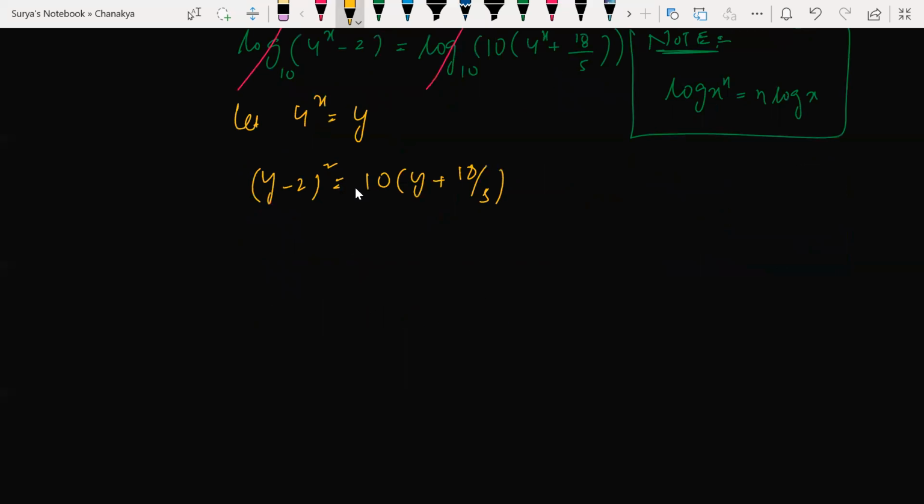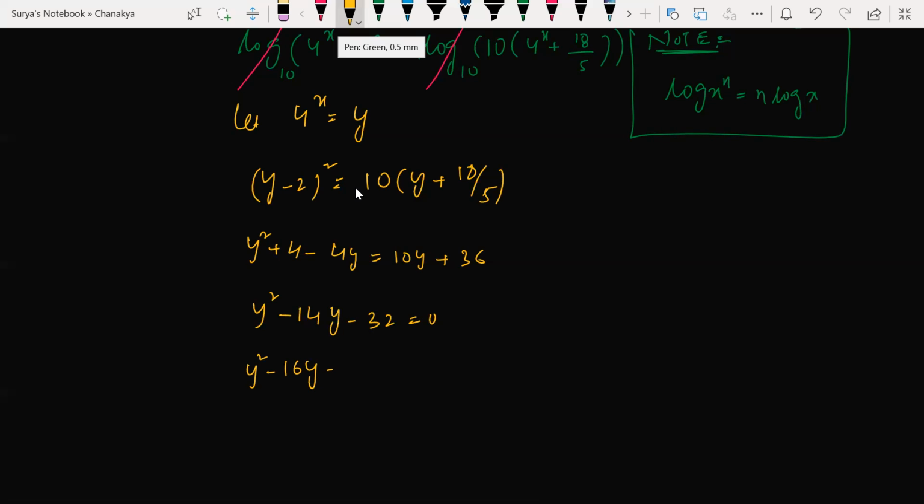(y minus 2) whole square can be written as a square plus b square minus 2ab, that means minus 4y. So 10y plus this 18 by 5, 10 into 18 by 5 is 36. So now look here: 10y square minus 14y minus 32 is equal to 0. Now how can you split this? Minus 32 y square, 16 twos, minus 16y plus 2y minus 32 is equal to 0.